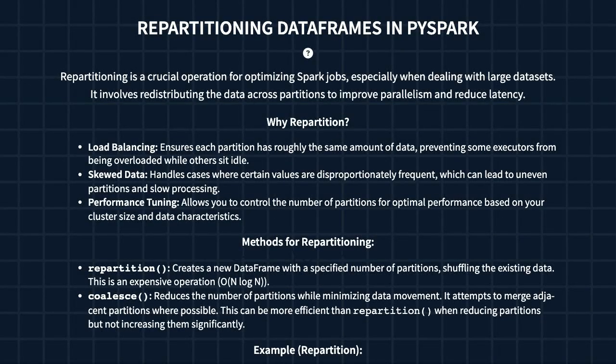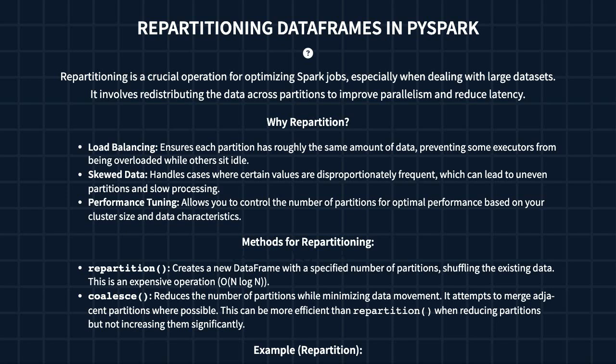Okay, let's talk about repartitioning in PySpark. It's a really important technique for making your Spark jobs run faster. Basically, when you have a huge dataset, spreading it evenly across all the workers in your cluster is key to efficiency. Repartitioning is how we do that. It ensures each worker gets roughly the same amount of data, preventing some from being bogged down while others are waiting. It's especially helpful if you've got skewed data where certain values appear much more frequently than others. This can cause uneven partitions and slow things down.